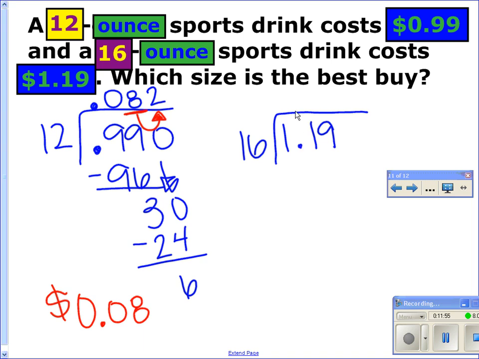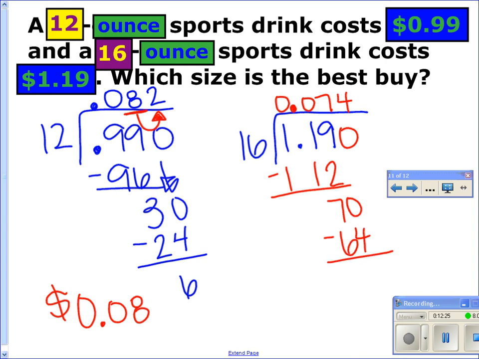For the 16-ounce sports drink, we're going to bring our decimal straight up. 16 cannot go into 1. 16 cannot go into 11. 16 goes into $1.19 7 times, and you get 112. Just like before, we're going to solve to the thousandths place because the 7 has to be rounded. So we have 7, bring down the 0. 16 goes into 70 4 times, and you get 64. Okay, but we're going to stop there.